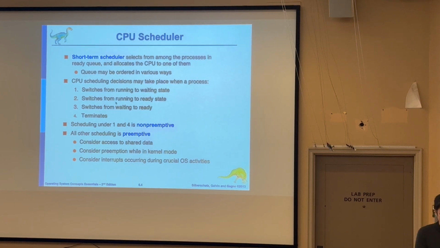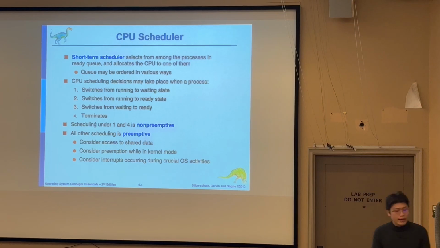This is switching from running to ready, how it happens. And switching from waiting to ready typically happens when an I/O operation finishes and it triggers an interrupt. This interrupt will tell the OS an I/O operation has finished. You need to check whether to change the process from waiting to ready, so the process can resume its execution in the future. Terminates. When you kill a process, of course, you need to do a rescan.